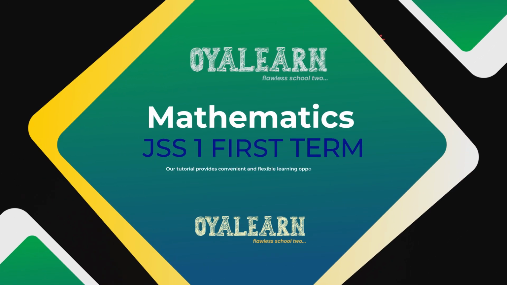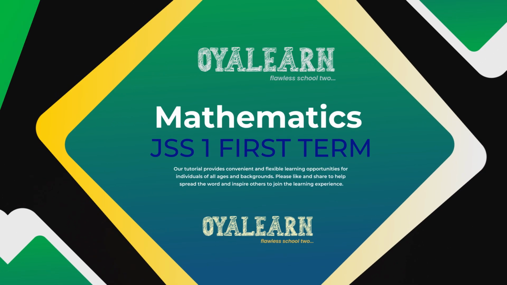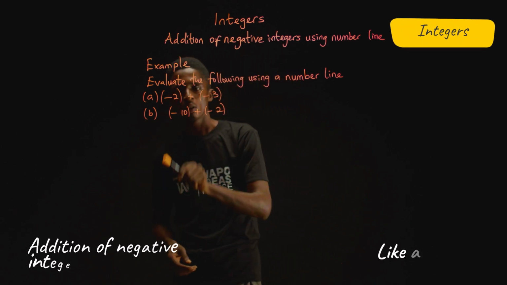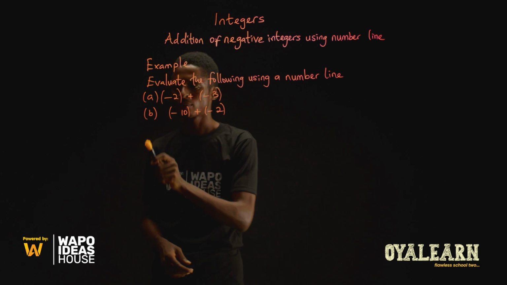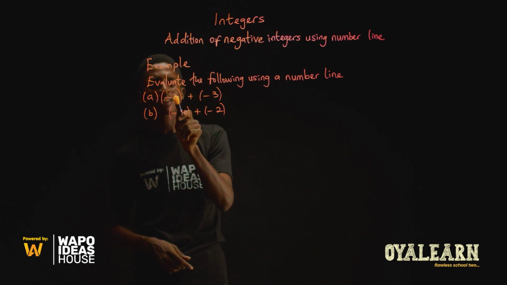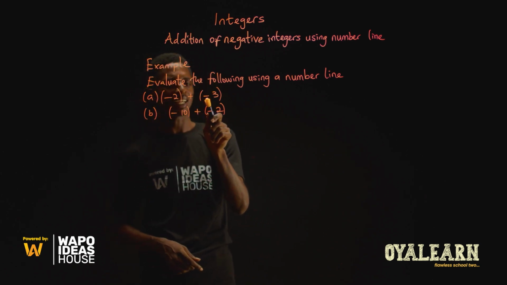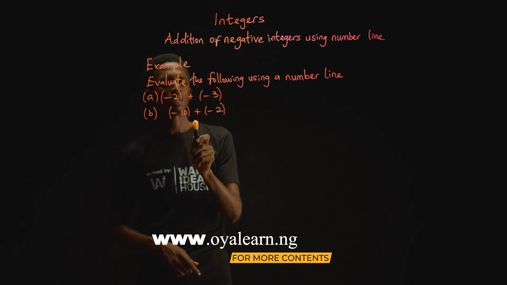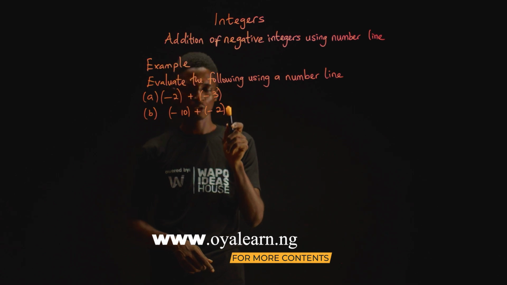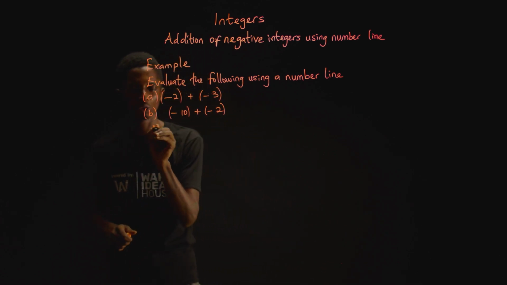Addition of negative integers using number line. Example, evaluate the following using a number line. A. -2 plus -3. B. -10 plus -2. Solution.